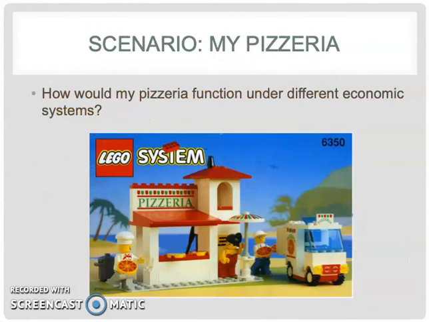Now, we're going to look at a scenario here real quick of a pizzeria. I had actually put this picture of a pizzeria up here, this Lego pizzeria. I had one of these Lego sets when I was a kid, and I thought it was really cool. That's one of the first things I thought of with the pizzeria. So we're going to look at it under a free market, a command, and a mixed economy.